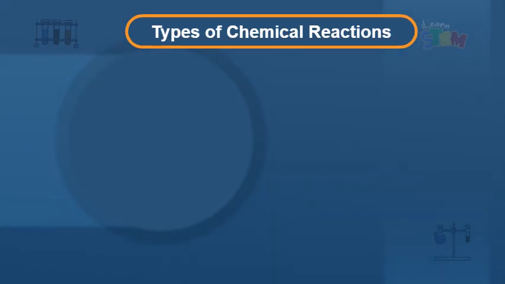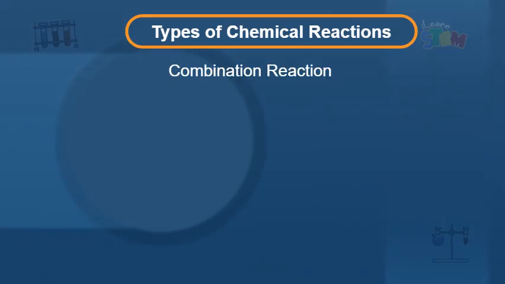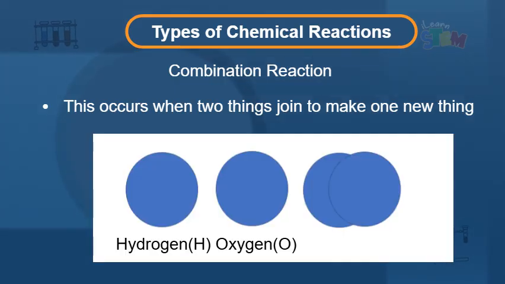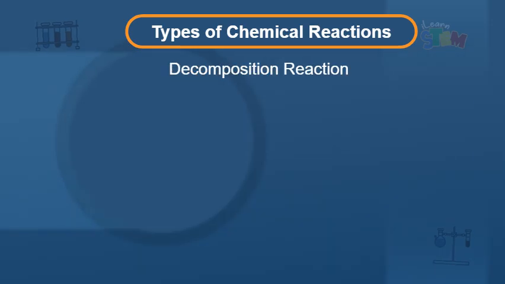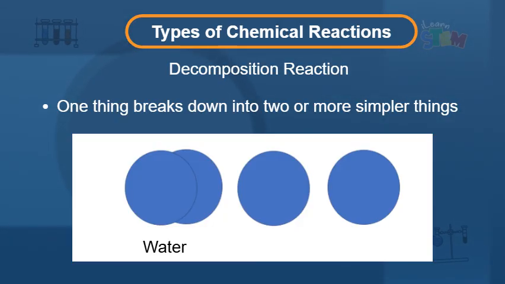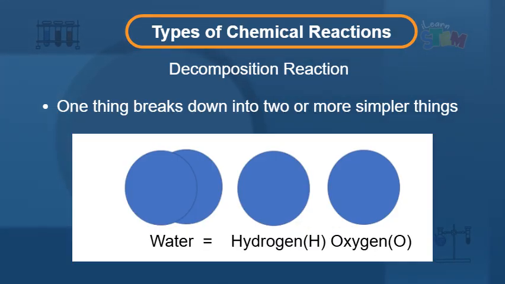Now let's learn the 4 basic types of chemical reactions you need to know. 1. Combination or synthesis reaction. 2 or more substances combine to form one new substance. Example. Hydrogen gas combines with oxygen gas to form water. 2. Decomposition reaction. One compound breaks down into 2 or more simpler substances. Example. Water breaks down into hydrogen and oxygen gases when electricity passes through it.